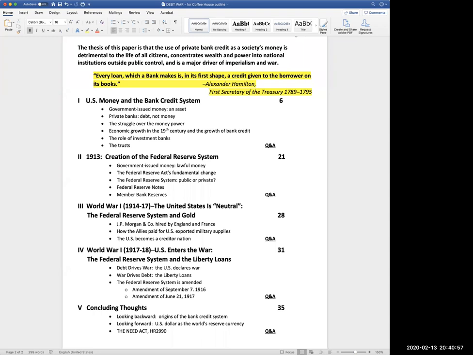And I'll just mention the Pujo Committee, because these trusts were going on, and J.P. Morgan was one of the major companies involved with developing these trusts. But there were other ones like Kuhn Loeb and Kidder Peabody, and the public was getting very upset with all of this concentration of financial power. So in 1912, the Congress had the Pujo Committee investigate if there was a money trust.